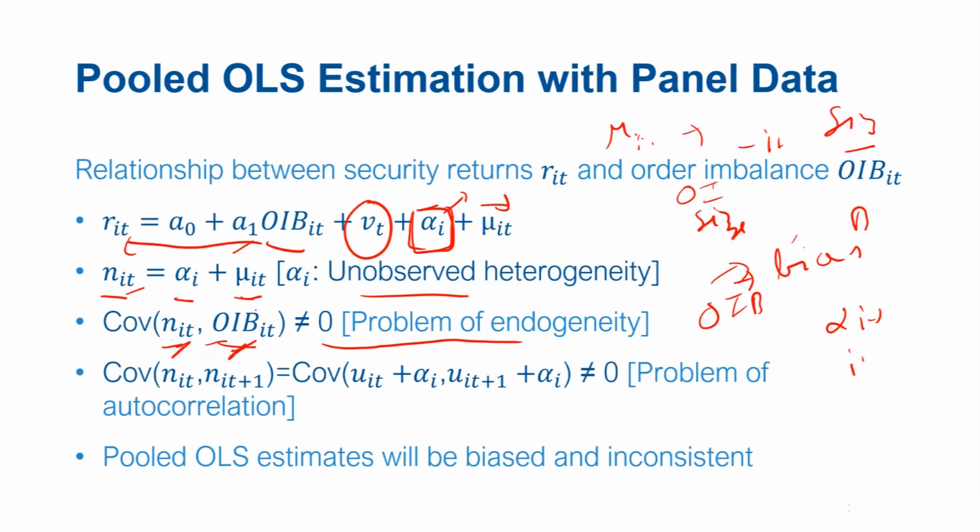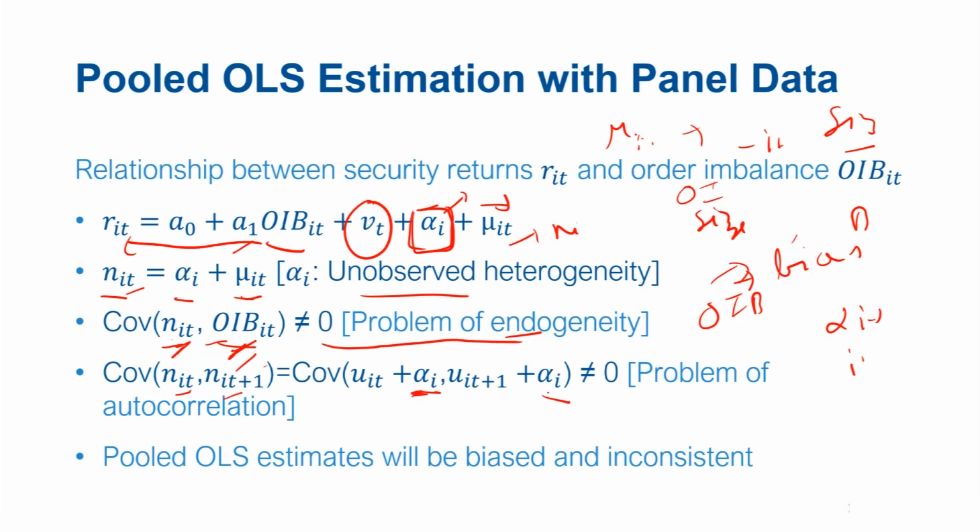Another problem, which is not as significant as the problem of endogeneity but still important, is that now your new error terms like eta it and eta it plus 1 will have a common term, which is alpha I, and this is true for all the error terms, that is eta it minus 1, eta it minus 2, eta it plus 1 and so on.